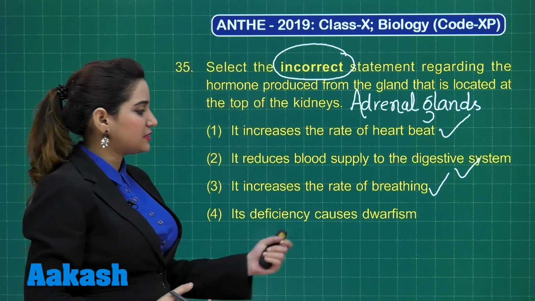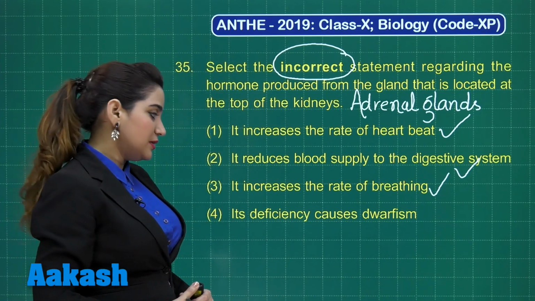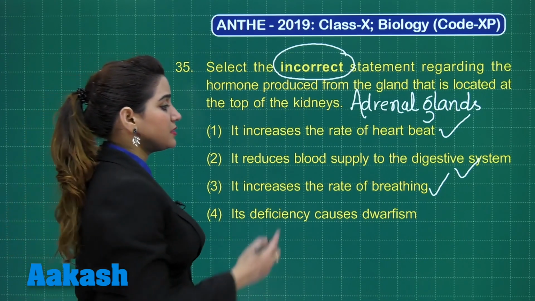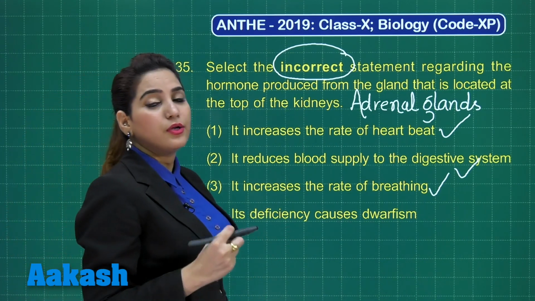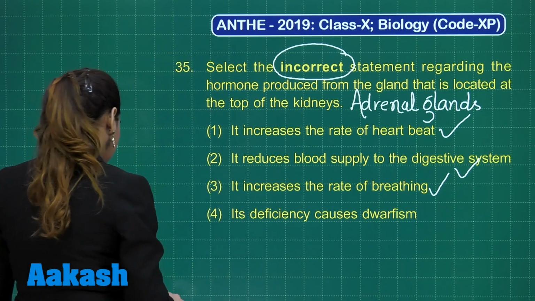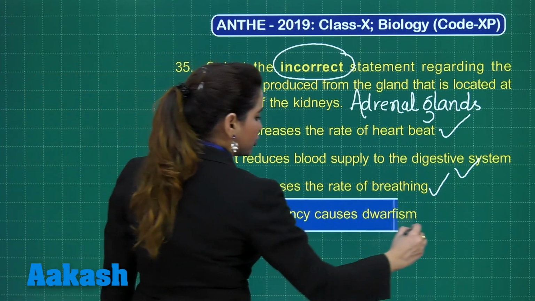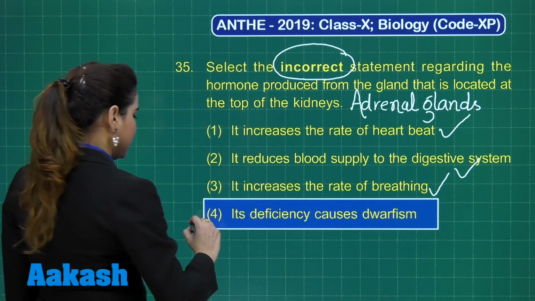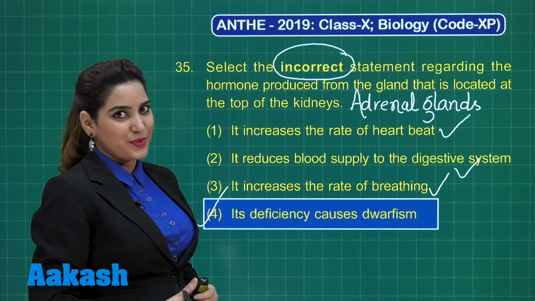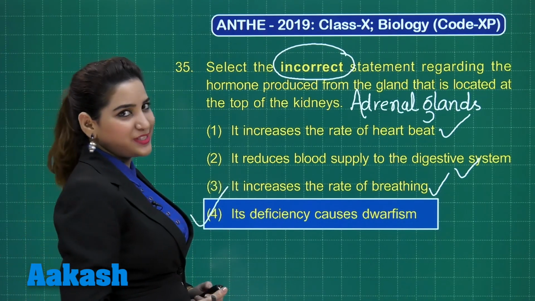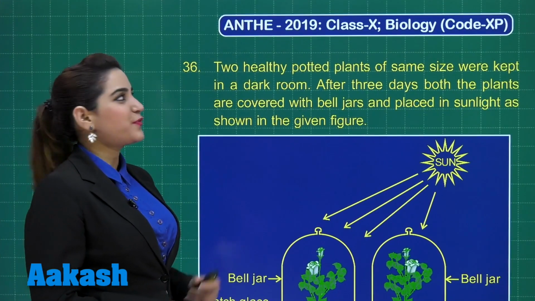Now, its deficiency causes dwarfism. This is incorrect because dwarfism is caused due to a hormone produced from the pituitary gland. So, students, option 4 is the right choice. Answer is option 4. I hope you get that. Now, let us move on to our next question here. Here we have question number 36.